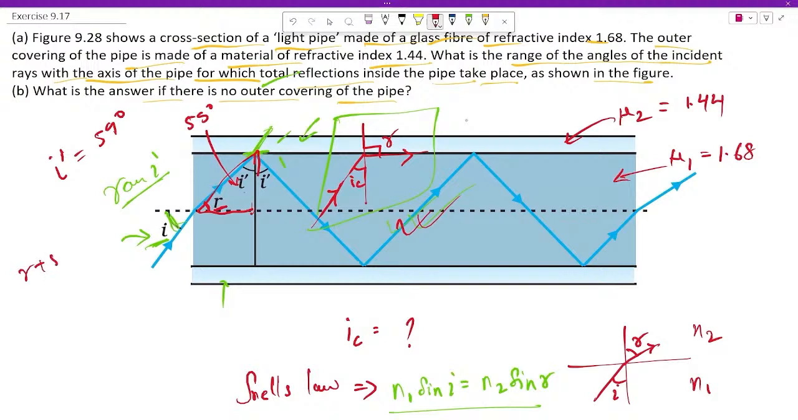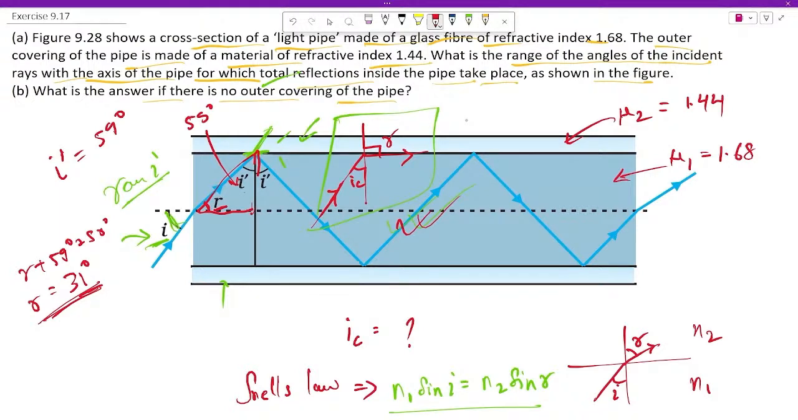So R plus 59 degree must be equal to 90 degree. So the value of R must be equal to 31 degree. So the minimum value of I dash should be 59 degree. So the maximum value of R should be 31 degree. Now for this value of R to be 31 degree, what should be the angle of incidence?